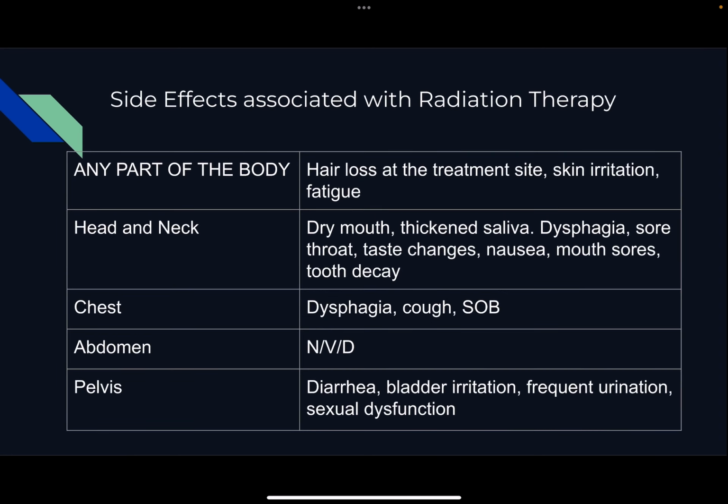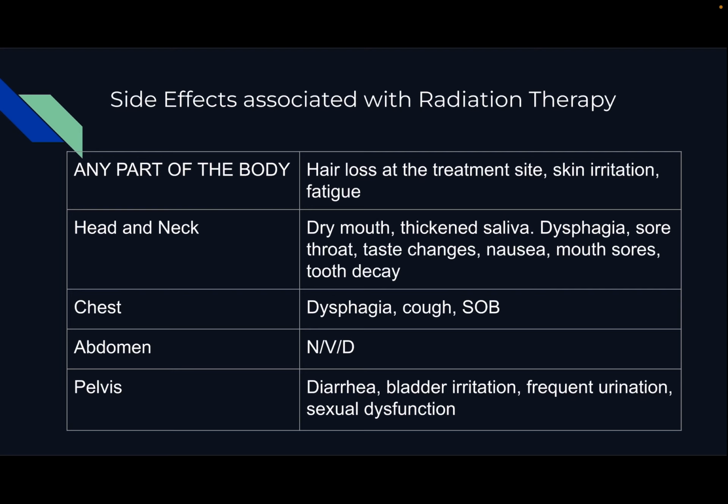Some side effects associated with radiation therapy. This goes into different parts of the body where you can get radiation and what symptoms can come along with it. For any part of the body, you can experience hair loss at the treatment site, skin irritation, or fatigue.